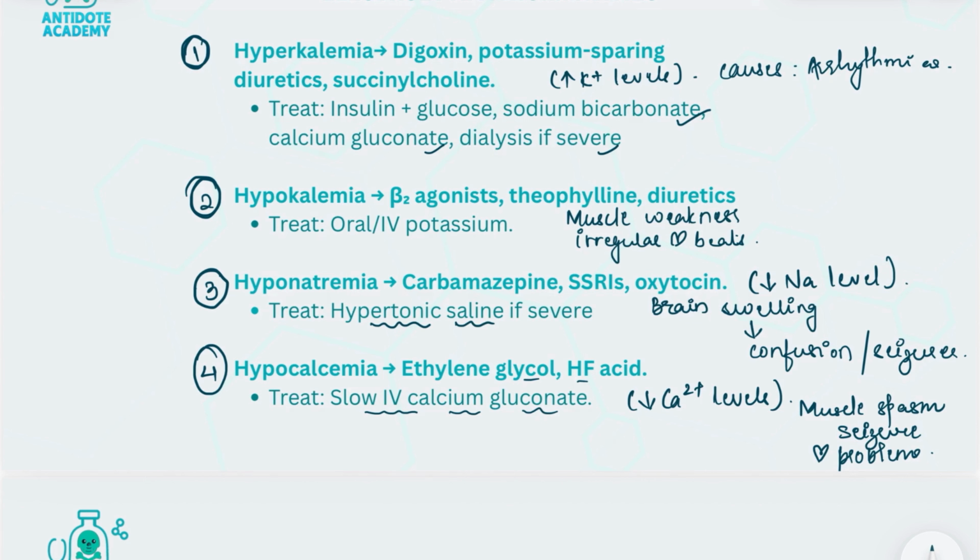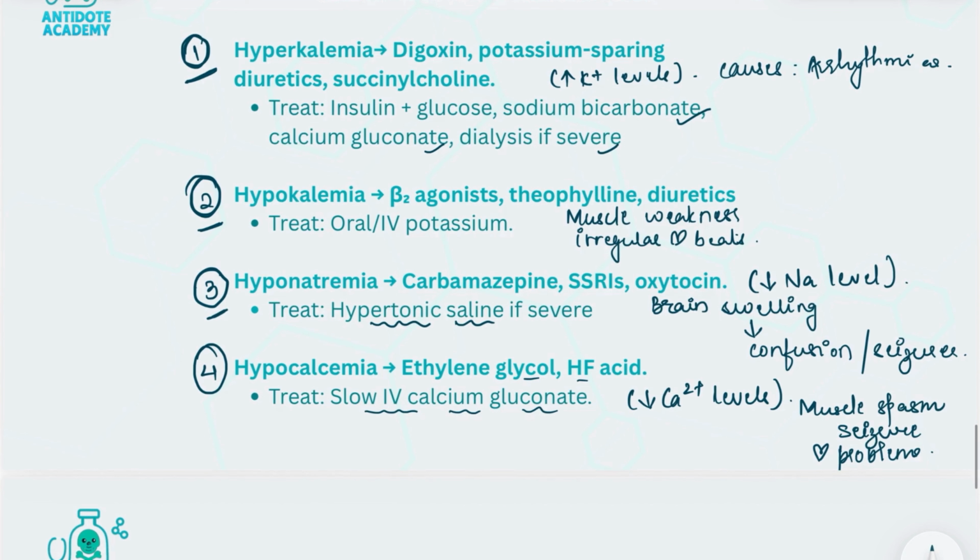So what we understand is that in hyperkalemia we have to protect the heart and shift the potassium back into the cells. In low potassium level, we have to replace the potassium. Low sodium, we have to watch for brain swelling and give hypertonic saline if it's a severe case. In low calcium level, we have to give calcium gluconate to the patient.